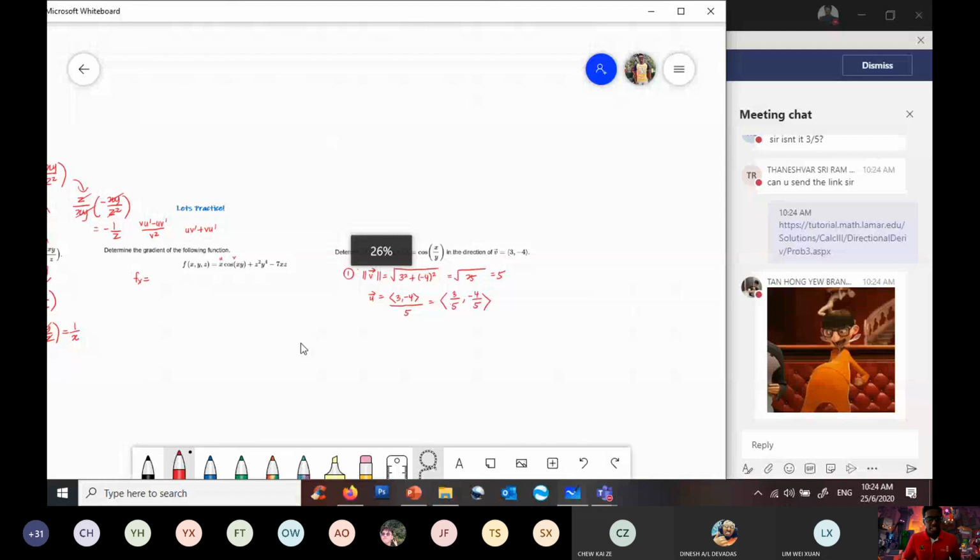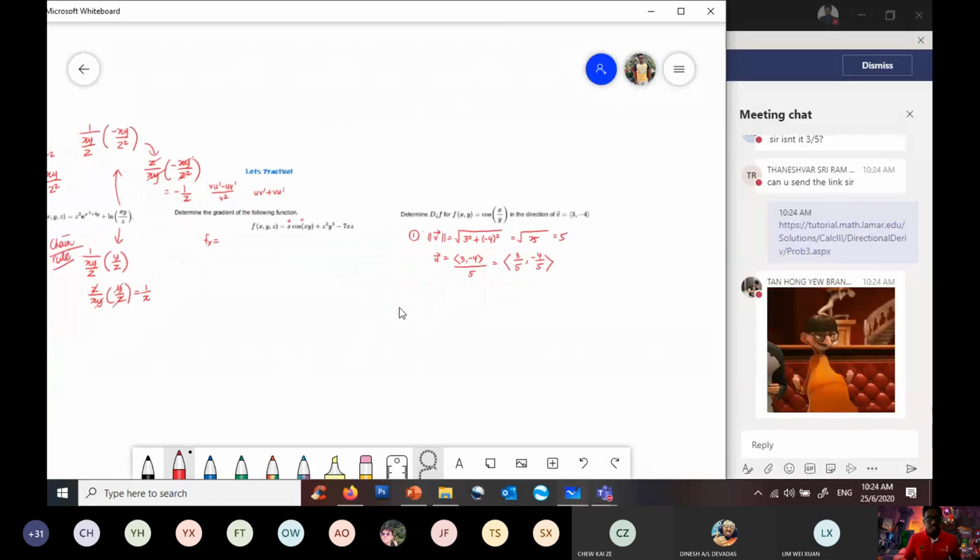The only thing that we did was, I see a happy Tan here. Did you get the correct answer?